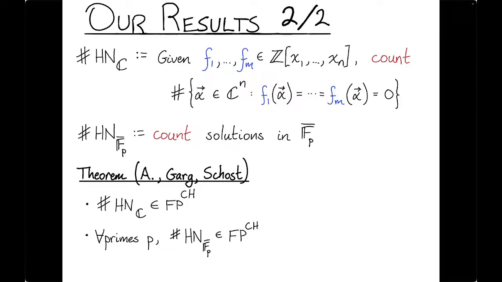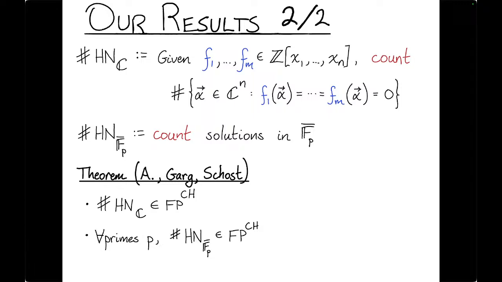We show that both of these problems can be solved in this class called FP to the CH. FP is function problems that are solvable in polynomial time, and the exponent CH just means you get an oracle to the counting hierarchy. So you should think of this as a function that's computable in the counting hierarchy. The formal precise statement is this. But one way you can think of it is, if I give you this system of equations and ask you for the value of the ith bit of the count, you can decide the value of the ith bit of the count in the counting hierarchy.